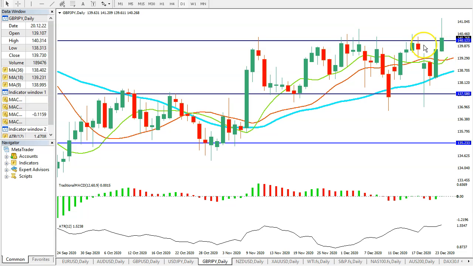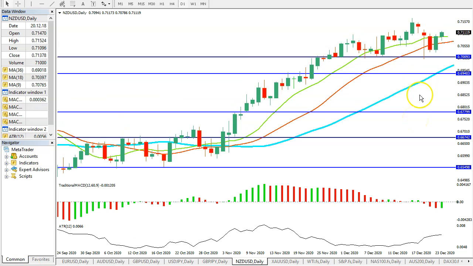So we will be looking for short setups around the high of this bar, the upper side of the trending zone, and for long setups again around this resistance level.